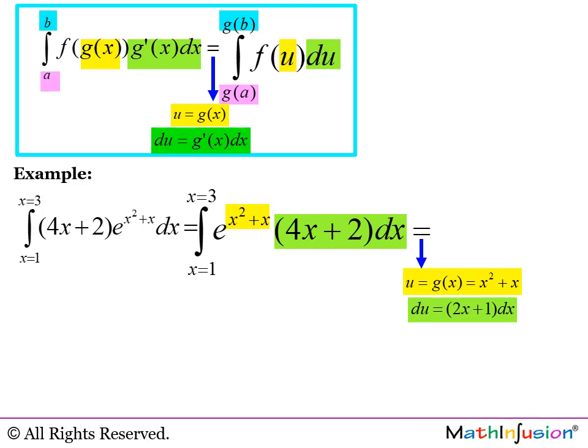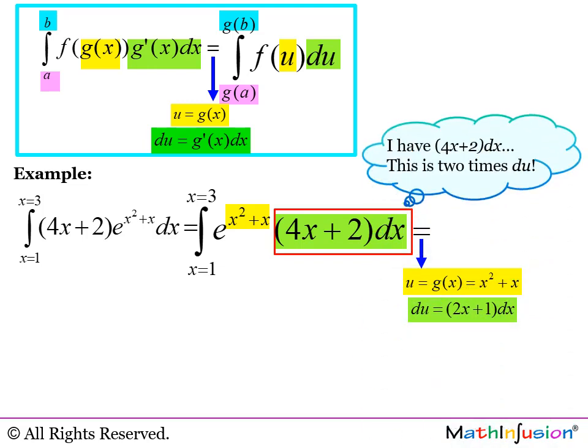Now let's see what is du. Du is 2x plus 1, don't forget the parentheses, all of that times dx. But this is not exactly what I have. But if instead of 2x plus 1 dx I have 4x plus 2 dx, this is exactly twice du. So what I have here is 2 times du.